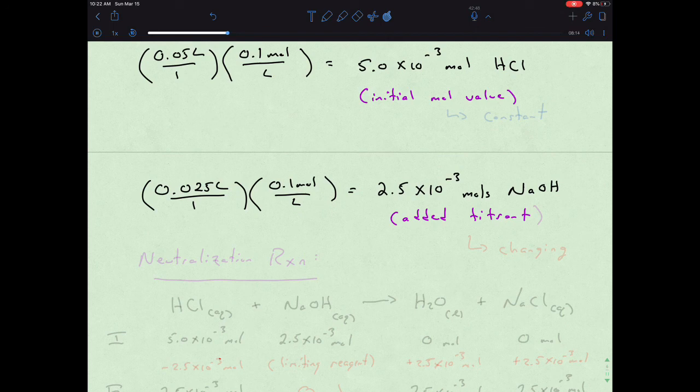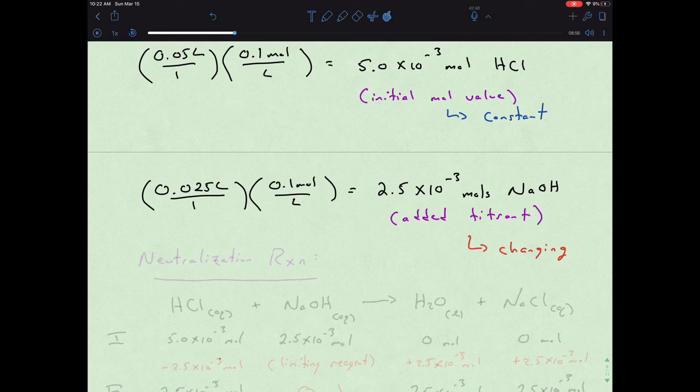So those are the two mole values now that are going to be changing as we go through. The initial mole value of our HCl is basically a constant throughout the entire titration. But the titrant, namely the sodium hydroxide, is constantly changing. So we're always just looking at how the titrant affects basically what we're titrating, or in this case, how the sodium hydroxide affects the HCl.